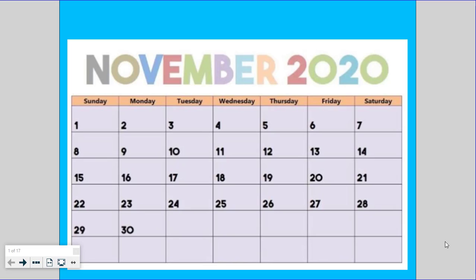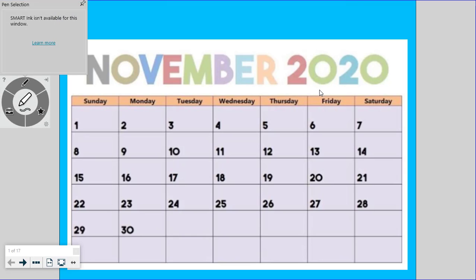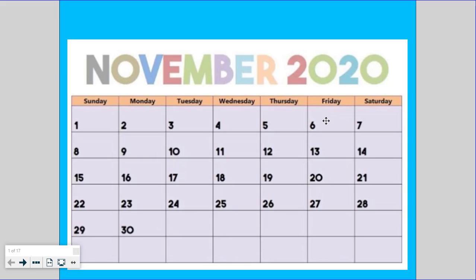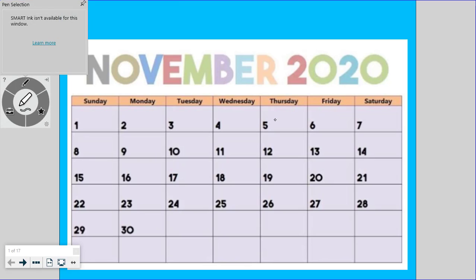All right, for our math lesson, we're going to start with a calendar today. So I've got a November calendar. And what we're going to do is count by fives. As we count by fives together, I'm going to circle the fives on our calendar. So here we go. All right, let's go.